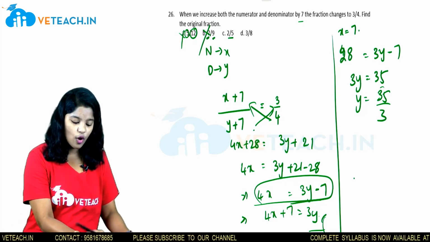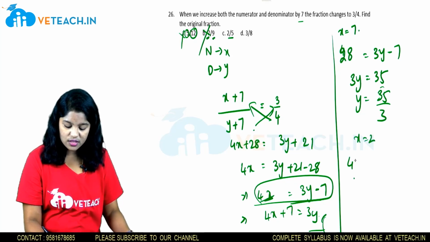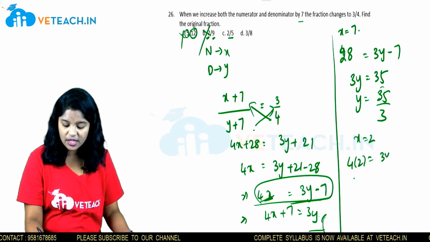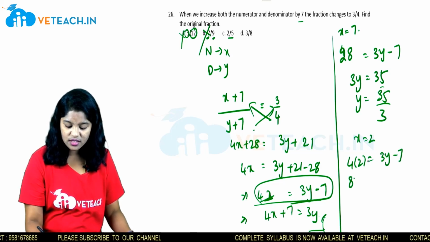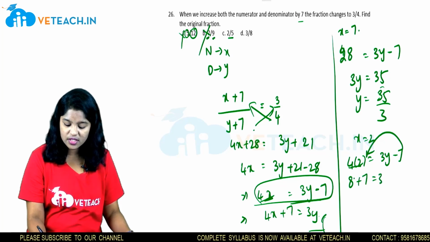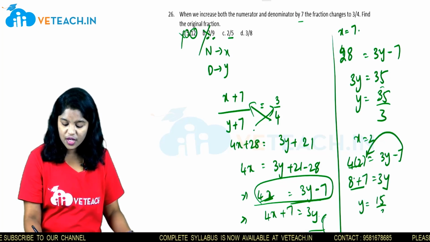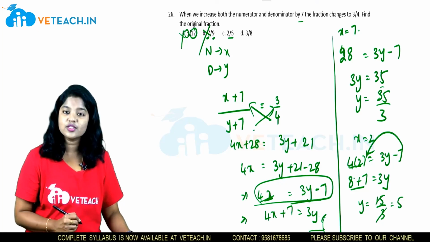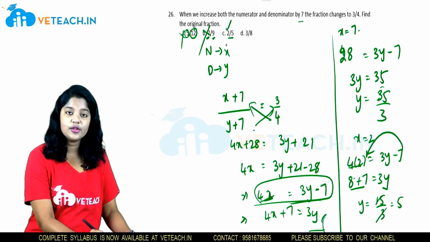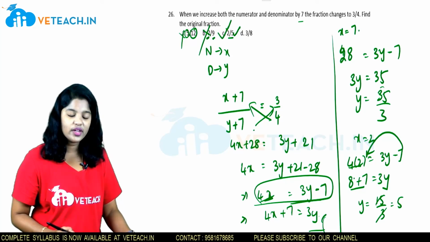Now let us check option C. When x is equal to 2, 4 into x, so 4 into 2 is equal to 3y minus 7. 4 2s are 8. Bring this 7 to the other side. 8 plus 7 is equal to 3y. So y is equal to 15 by 3, that is equal to 5. So when x is equal to 2, we got y is equal to 5. So option C is our correct answer.